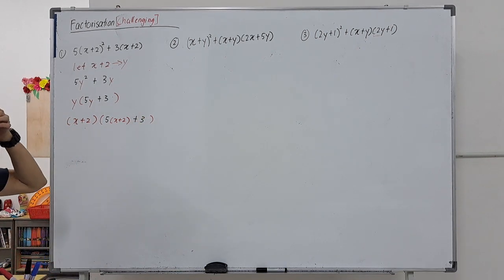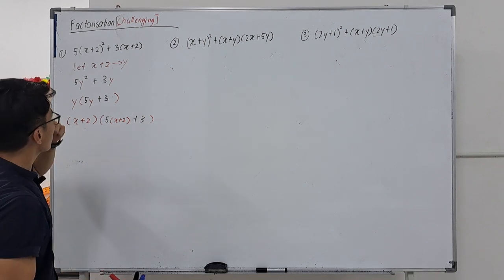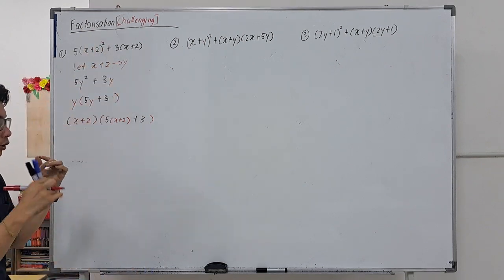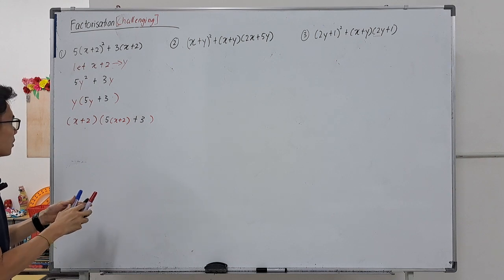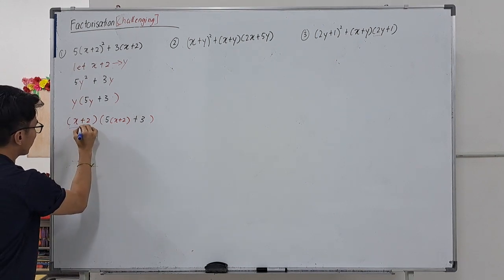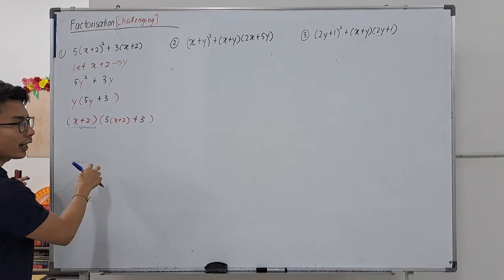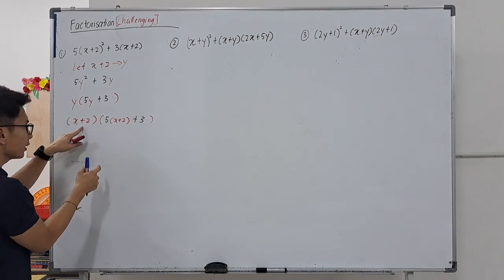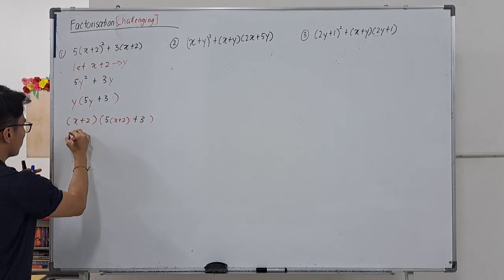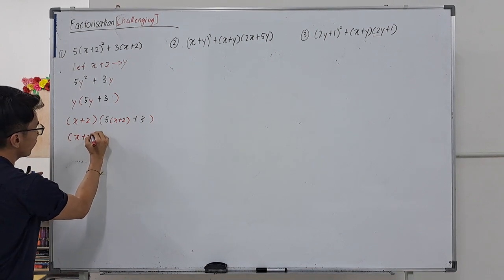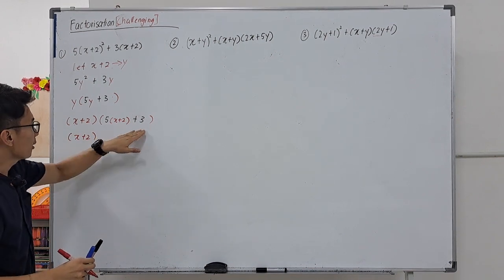Now, what can we do? Don't forget, our main question is factorization. So let's look bracket by bracket. Let's look at this bracket first. Can I still factorize anything with this bracket? I can't. If you can't, it means you are done with this bracket, so I'm just going to write x plus 2. I'm done with this. But what about this?